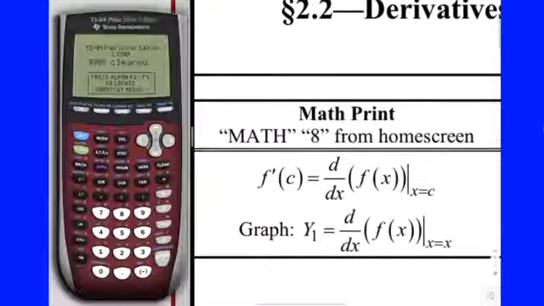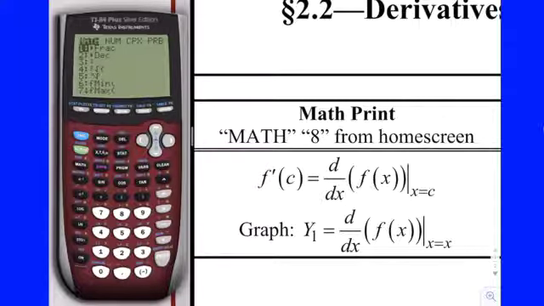So right here, they all have math print. We're going to do most of our, well, probably all of our calculations from the home screen. There are ways to do things from the graphing screen. But if you want to evaluate a derivative of a function from the home screen, you're going to hit Math 8. That's the easier way to do it. If you scroll down, it takes a while to get there, but trust me that it's there. Math 8 says NDeriv.